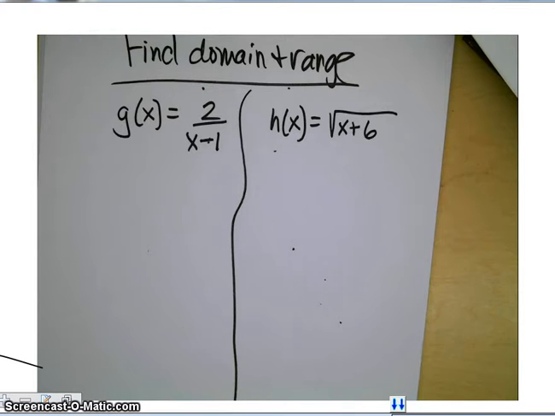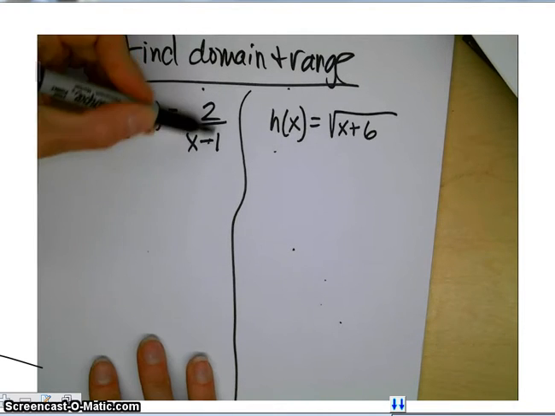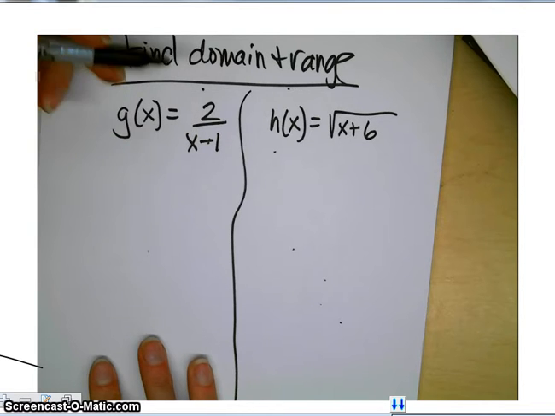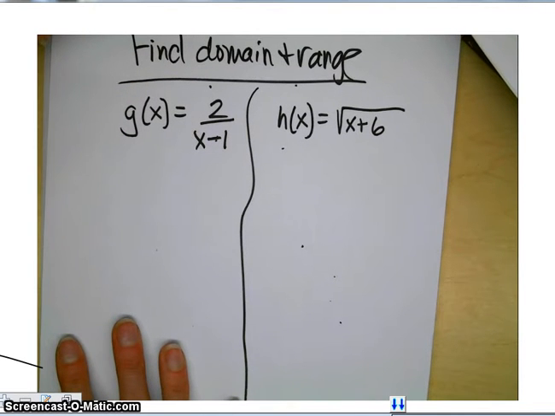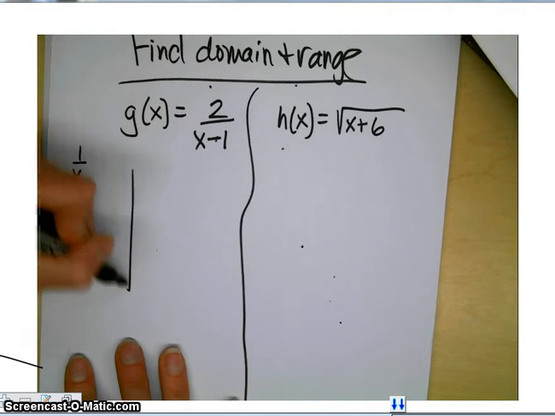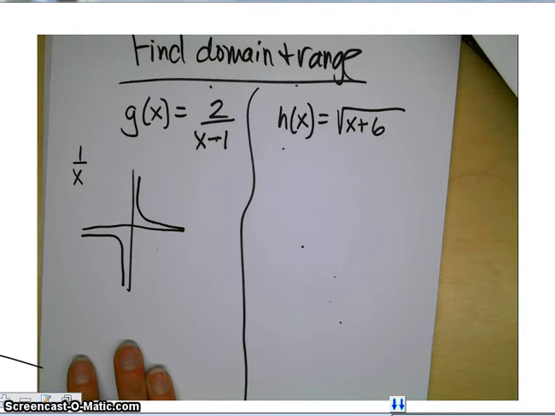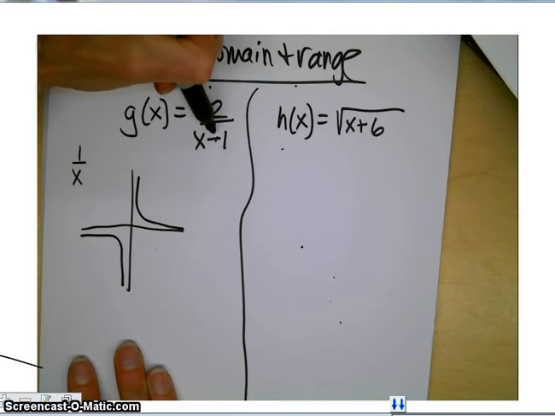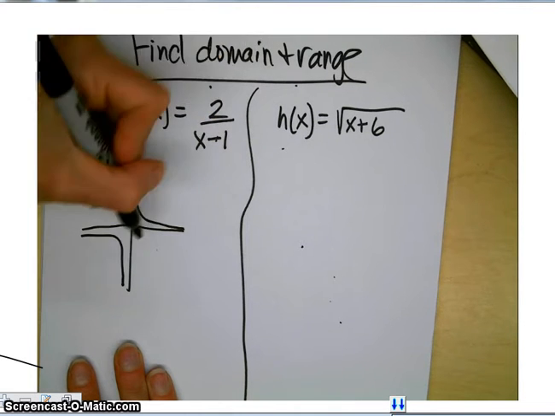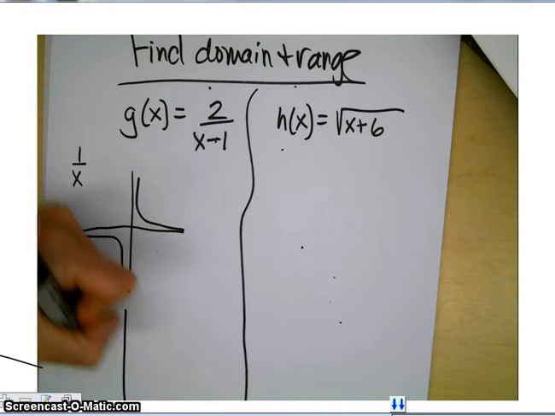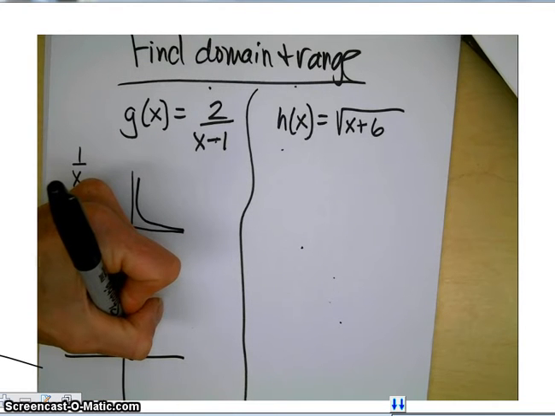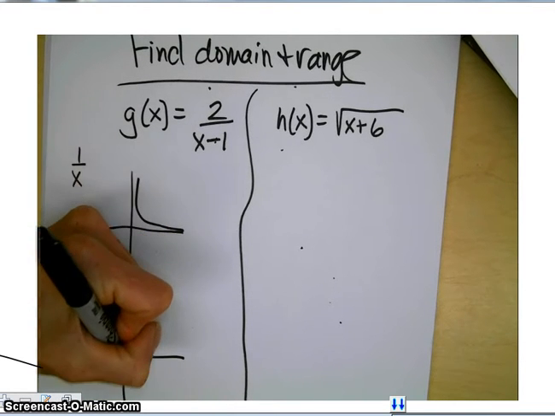And that might be a good idea. What you should know about this function right here is, what would be its parent graph? 1 over x. And 1 over x looks something like this. So which direction is this shifted? Right 1. So what we're dealing with actually looks like this, there's my asymptote right there.